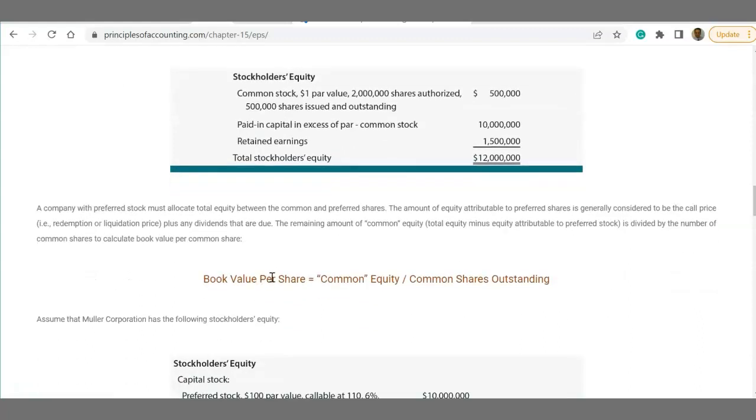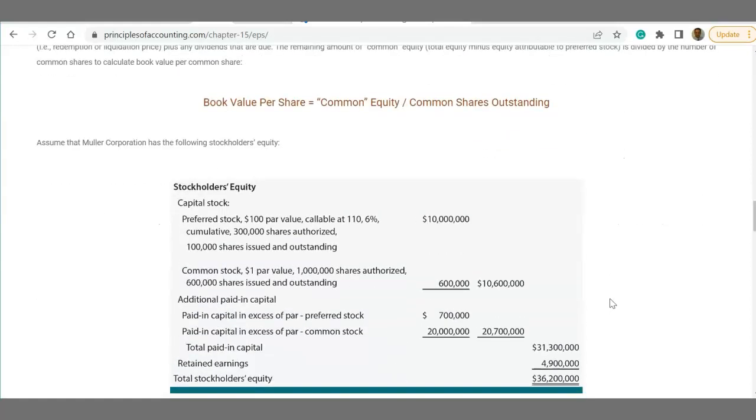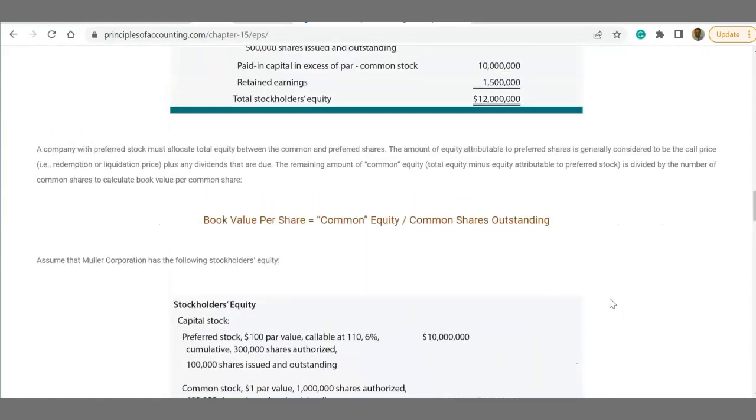So book value per share means common equity, which is, let's say, $12 million, I believe, divided by common shares outstanding, which is 500,000. Do I have the calculation somewhere?